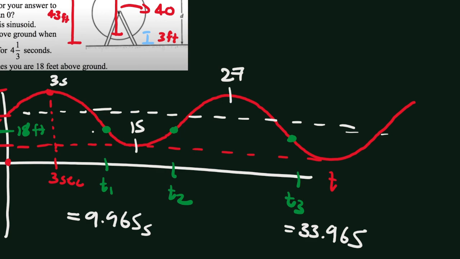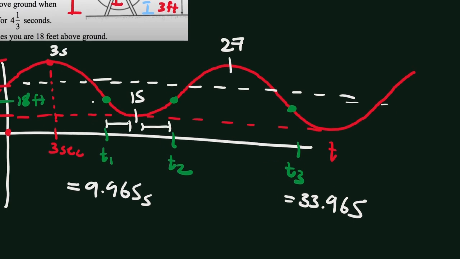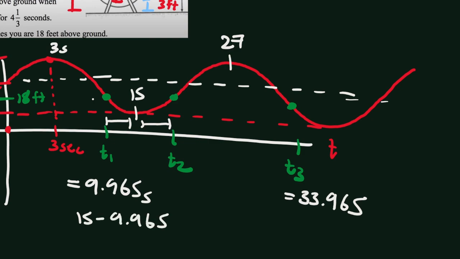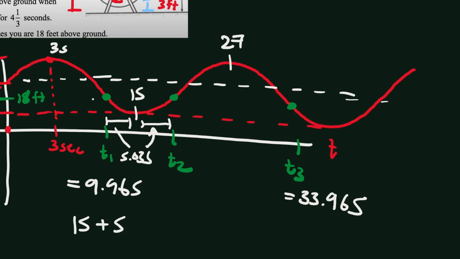We're getting really close to solving this. Notice the difference between here and here is the same as the difference between here and here. So let's do 15 minus 9.965, which is 5.035. So the difference here is 5.035, and that's the difference here as well. So we just add: 15 plus 5.035 to get this point, which gives us 20.035. So that's what T2 is equal to, 20.035, and that's your final answer.